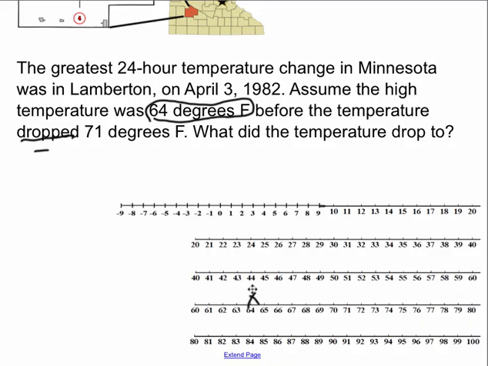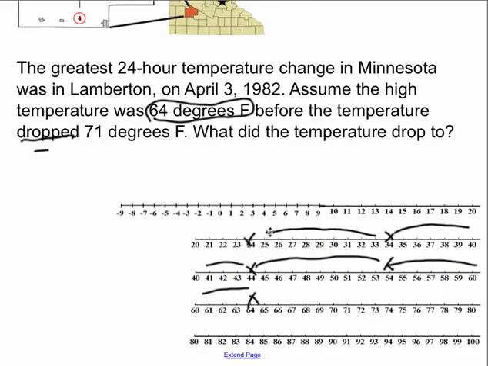So I'm going to count by tens. The 64, that's 10, 54, 20, 44, 30, 40, 50, 60. So far I've dropped, I've gone backwards 60 degrees. I'm at 4 now. Watch what happens.